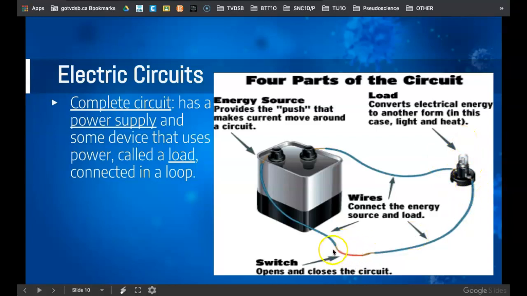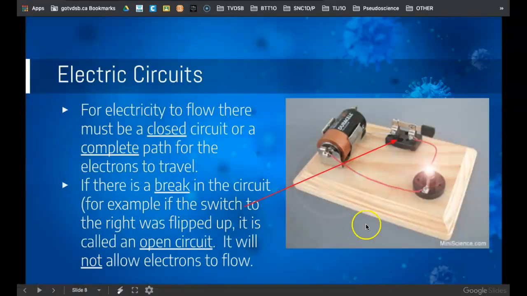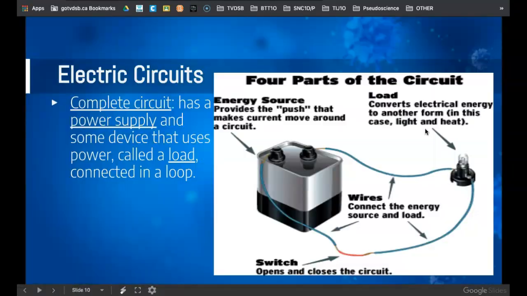And then finally, we have over here a very simple switch. In this case, it is simply a piece of wire that can be added or removed. And that switch can be any number of things. In the previous slide, you can see that it looks like a switch that you could actually lift up and down. But it could be something like a light switch, for example, that you would find in your home.